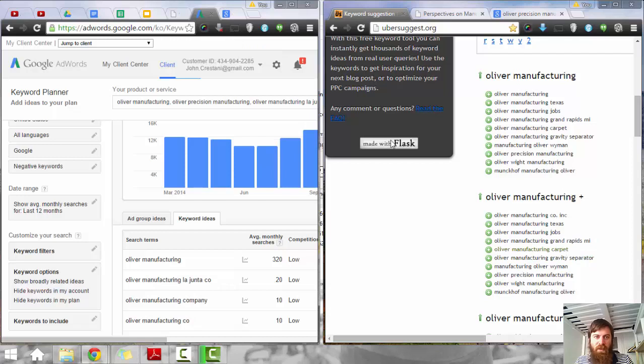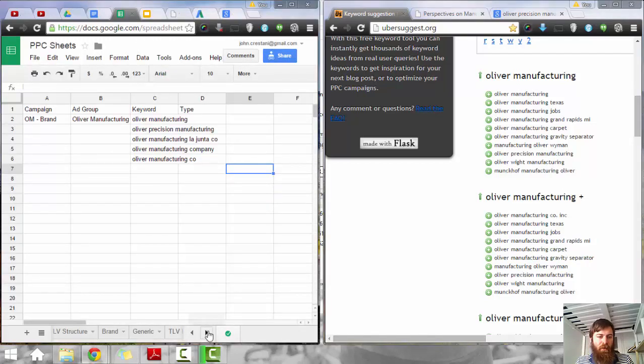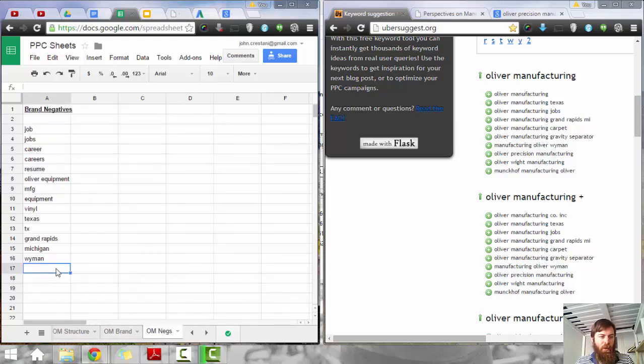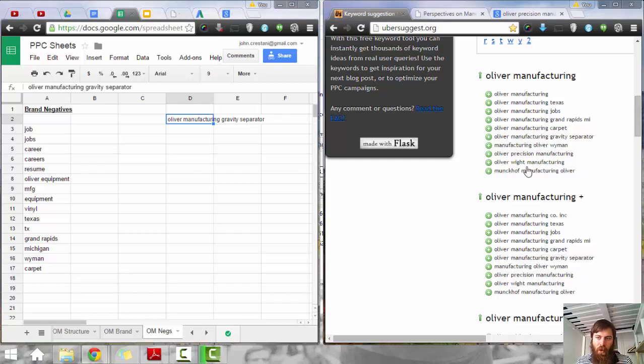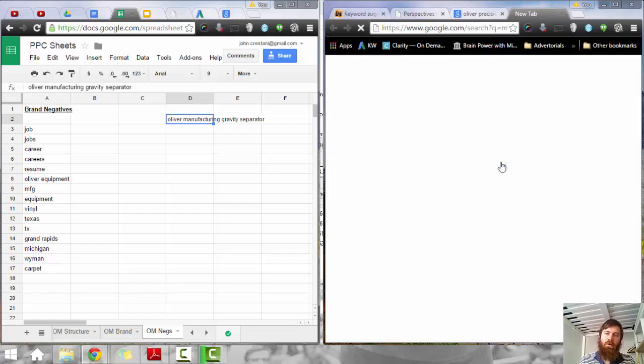Let's keep going down. We see carpet. Let's keep building out our negatives. I think we're on a good roll here. Carpet. So we want gravity separator. I'm just going to put the ones we want here. Gravity separator. We don't want Y-Man. We want precision manufacturing. I don't know what Mooncalf is, so we're going to do another search. What is Mooncalf?